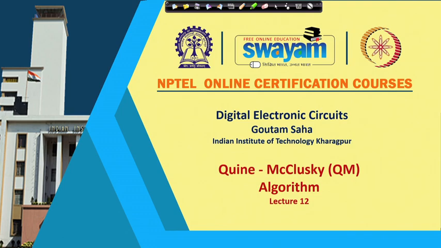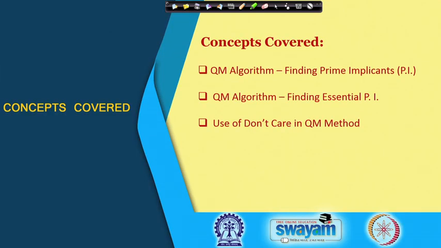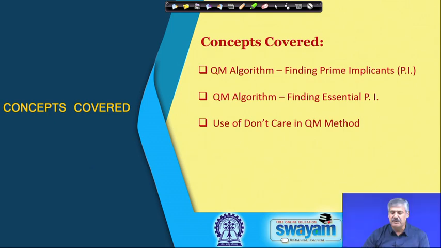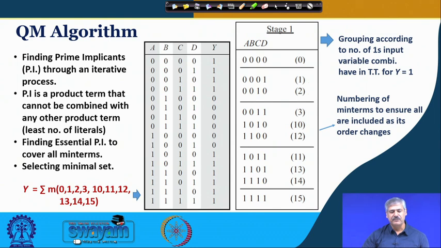Hello everybody. In the last class we looked at 5 variable kernel map based simplification and also inter-variable map based simplification. Okay. So, in this particular class we shall look at the QM algorithm, Quine-McCluskey algorithm, which is also useful for simplification purpose, and we shall look into its important steps, that is finding prime implicants, finding essential prime implicants, and from that forming a minimal set, and also the use of don't care in the QM method.